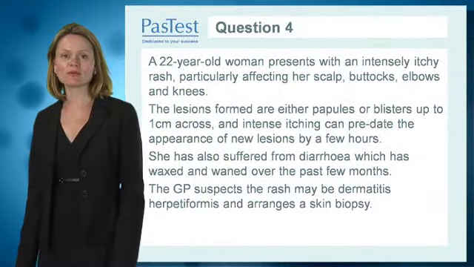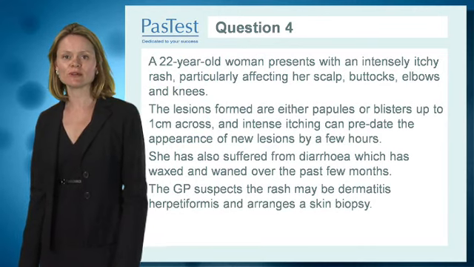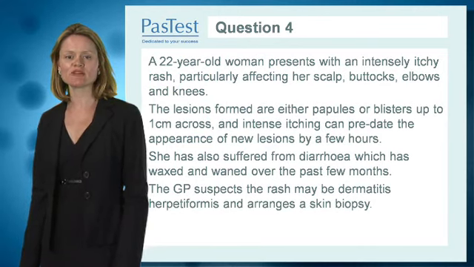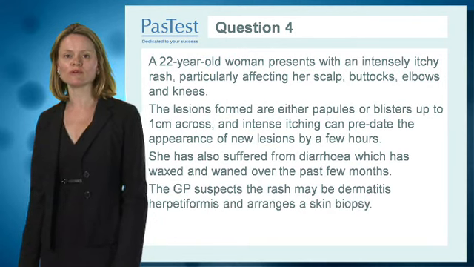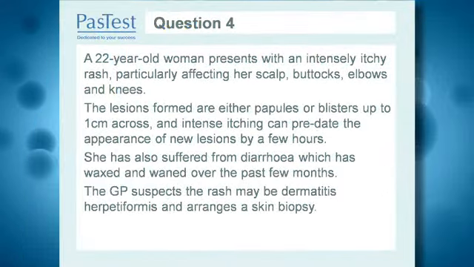So on to question 4. A 22-year-old woman presents with an intensely itchy rash, particularly affecting her scalp, buttocks, elbows and knees. The lesions formed are either papules or blisters up to 1 centimetre across, and intense itching can predate the appearance of new lesions by a few hours. She has also suffered from diarrhoea, which has waxed and waned over the past few months.